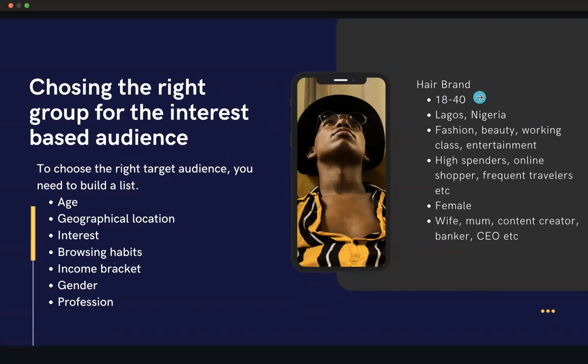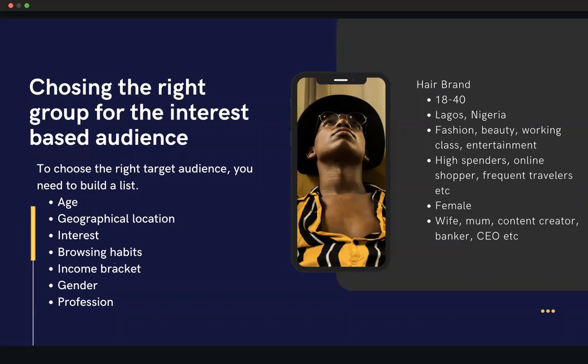Age, who are the people that would buy my products? The kind of clothes I sell, would someone of 50 years old wear it? Can someone of 20 years old use these products? You start striking out, and when you get to the age that you say, okay, yes, maybe someone of 20 years can actually use it, someone of 18 years can actually use it, you now write 18 to 40.